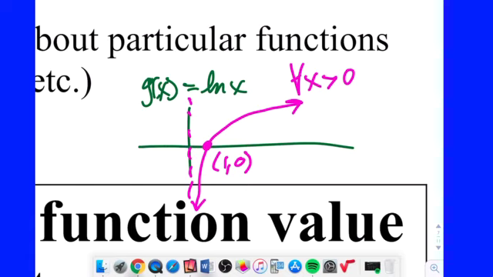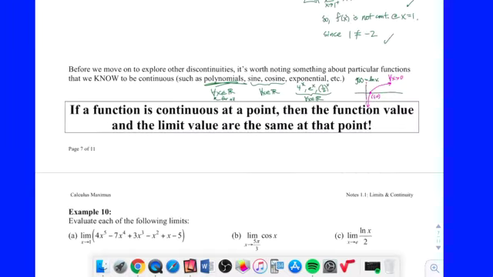So we have some that are continuous for all real numbers, and then some functions that are continuous over their domain. So again, the upshot of that is, if you're trying to evaluate the limit, just use direct substitution. Find the y value, okay?